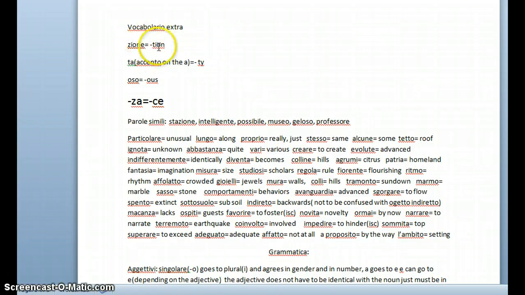This works for almost every word, and the tà, with the accento on the a, would be ty. Just like if I have city, città, the ty, city. Oso goes to ous. Famoso, famous. Za goes to ce. Importanza, importance. These are all parole simili, these words, similar words.